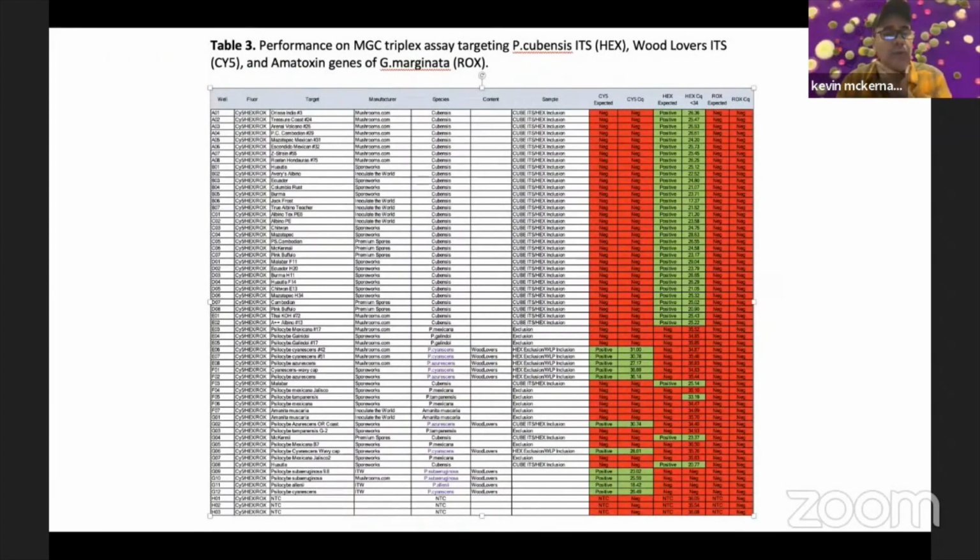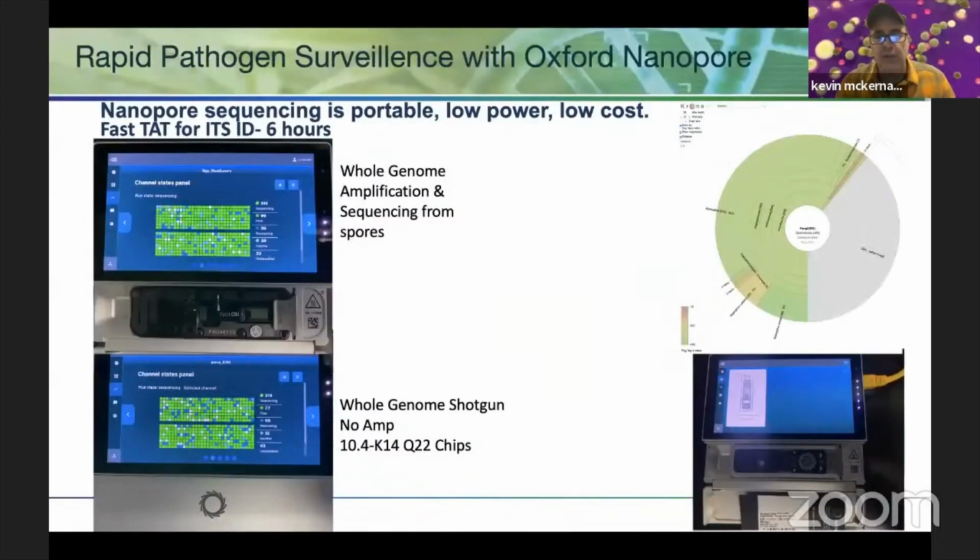We had to go through all those hundreds of genomes that we mentioned, about 105 of them, and run them through PCR to show that the test, in fact, separates woodlovers from cubensis, and it works as planned.